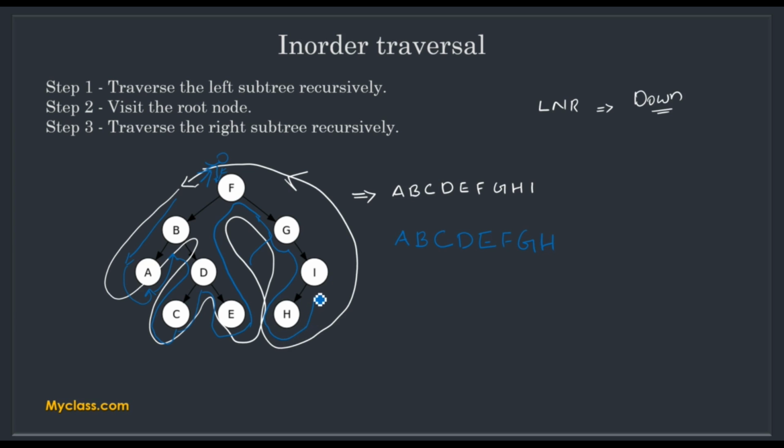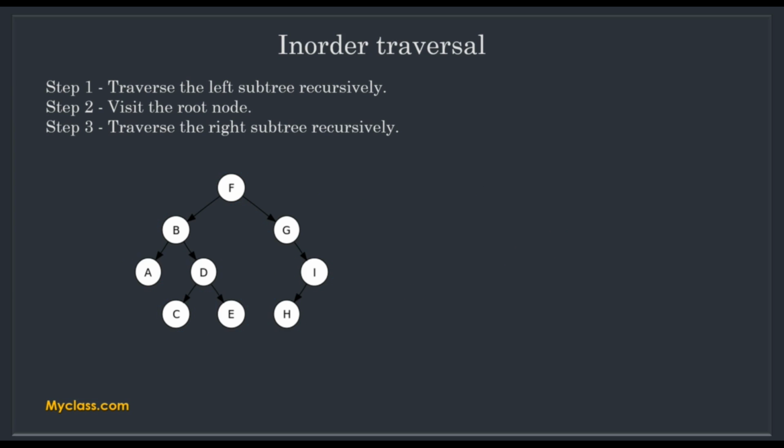Now we are going to I. So we are under I, so we are processing or visiting I. So this is the easy trick to find the inorder traversal. Now we are going through like this, and we have stopped our travel here. So the inorder traversal is A, B, C, D, E, F, G, H, I. Okay, so this is the inorder traversal of this particular binary tree.